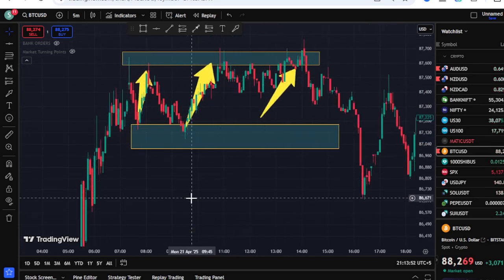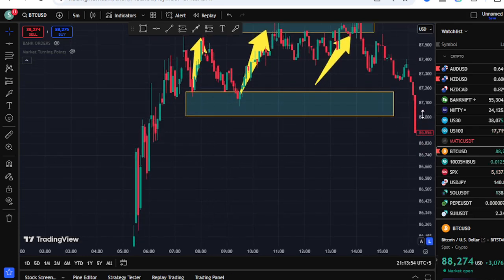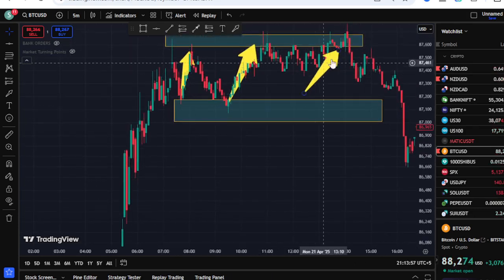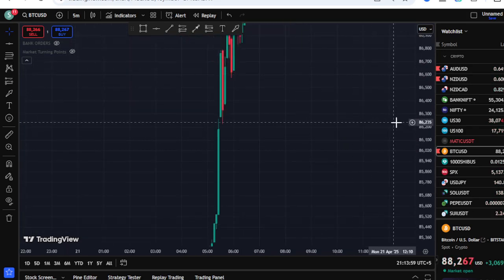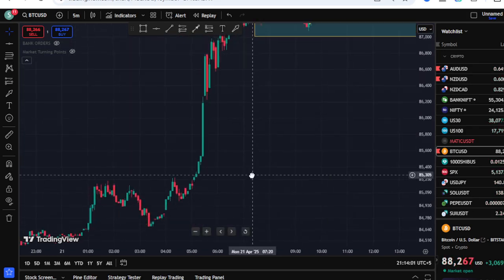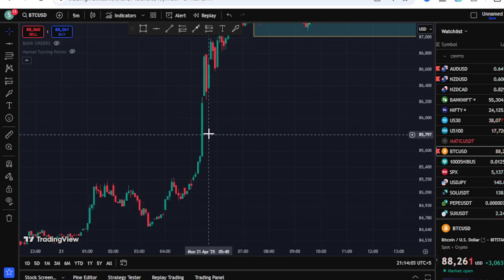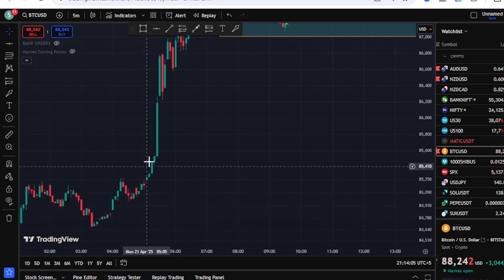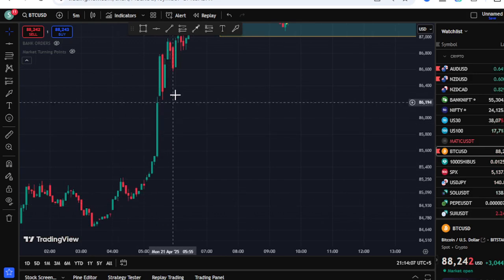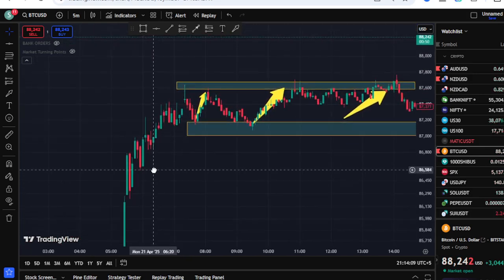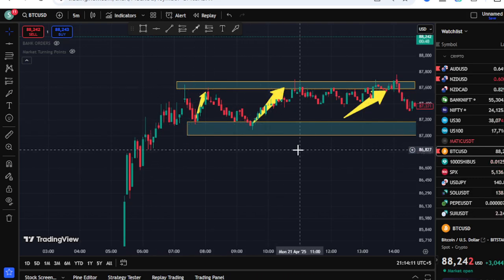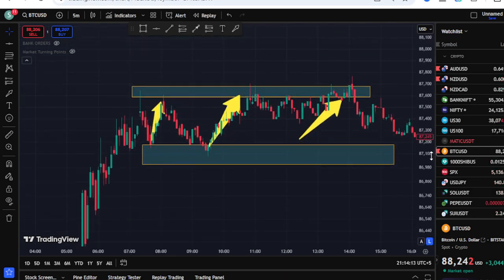The answer is very simple. Normally you will find these types of liquidity pool areas after big moves. So for example, just look at the previous trend on Bitcoin USD. If you see, the price has simply moved way high in the upward direction, and then suddenly stopped. Okay, now what do you think?